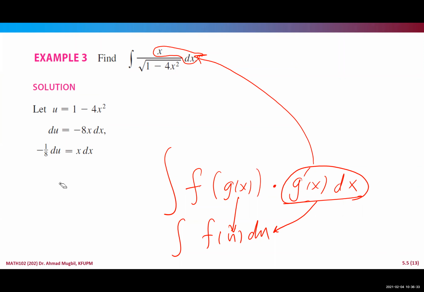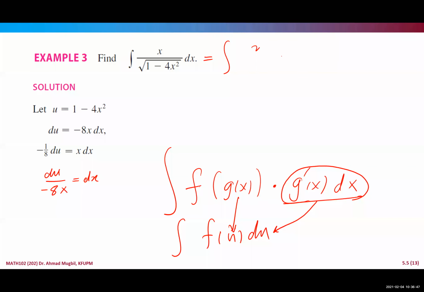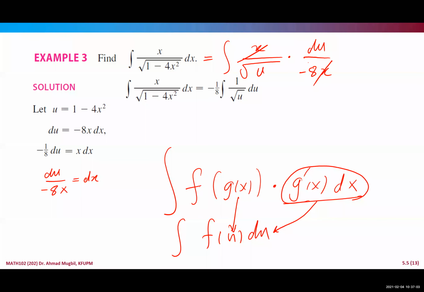So here we are. If you want exactly dx, divide du by negative 8x. And you will come here and you will say, this is x over square root of u times dx. dx is du over negative 8x, and you will cancel this x with x. If you still have x here, you have to replace it by u. And of course, if you did that, you will have negative 1 over 8 as a common factor. You can get it out.